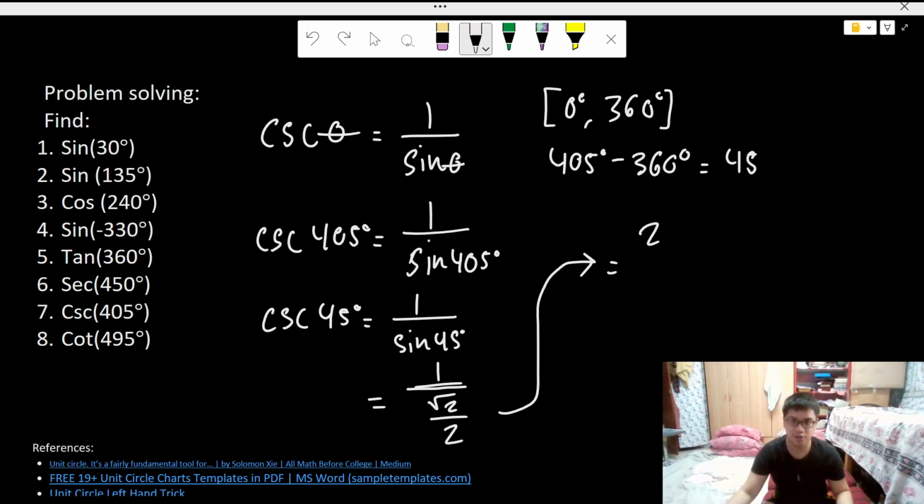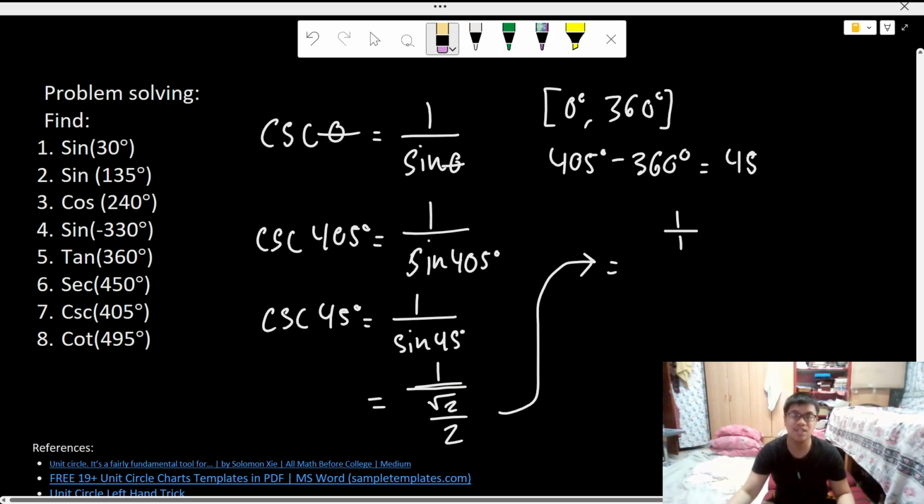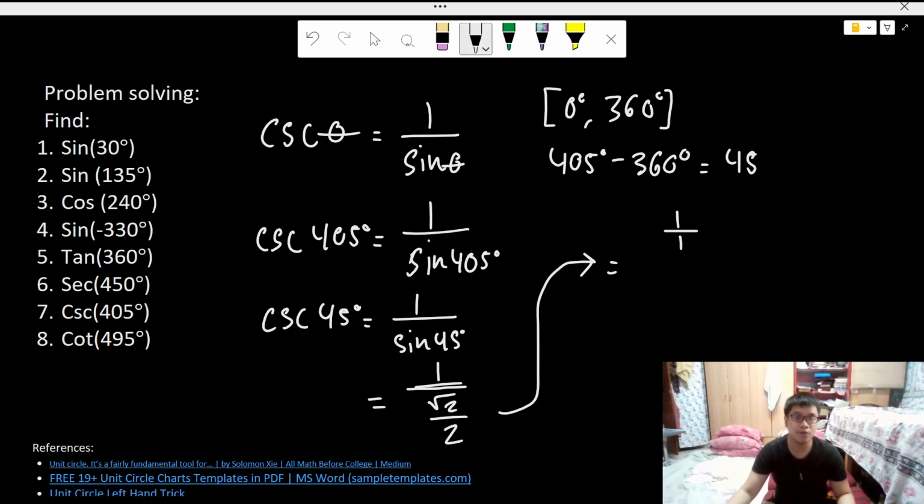If you're curious how I did that, it's like this. We have 1 all over square root of 2 all over 2. 1 is just the same as 1 all over 1. This is based on the identity property of multiplication or division. A is just the same as A all over 1. Meaning, any term can have an invisible denominator of 1.